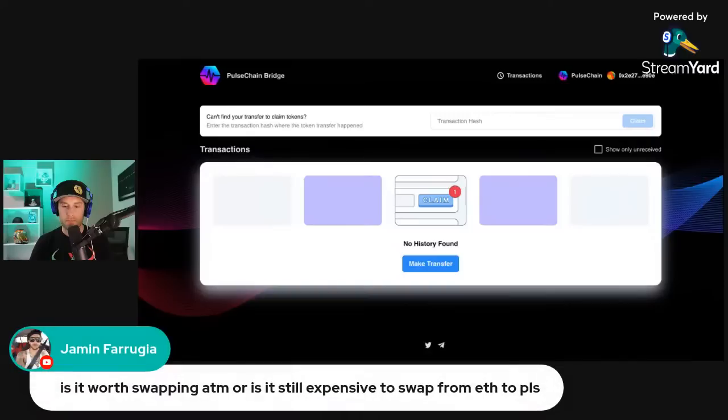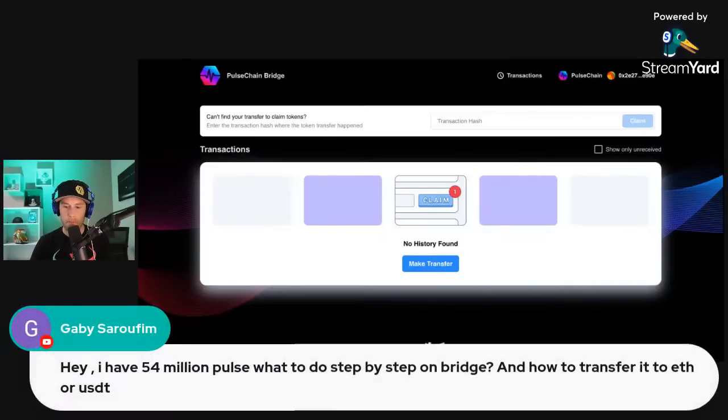Let's see here. Is it worth swapping at the moment, or is it still expensive to swap from ETH to PLS? Expensive to swap. In terms of gas fees, it's not super cheap. Coming from the ETH side, it's not too bad though. I think I saw it's around $30 for a bridge transaction right now: a few dollars for an approval, and 20-something bucks for a transaction across the bridge.